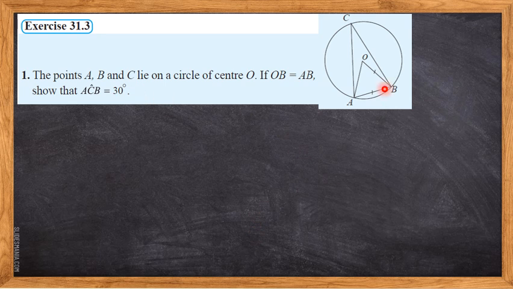Right. Now if we look at the ACB angle, we can see this is the angle subtended by the minor arc AB on the remaining part of the circle. This angle ACB is an angle subtended by the minor arc AB on the remaining part of the circle. So according to the theorem, this AOB angle is twice the ACB angle.